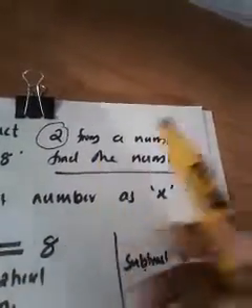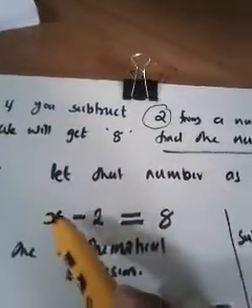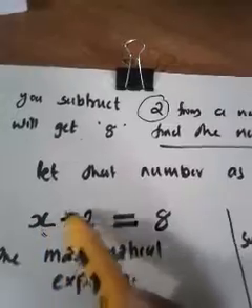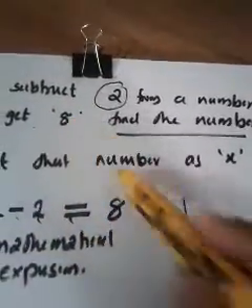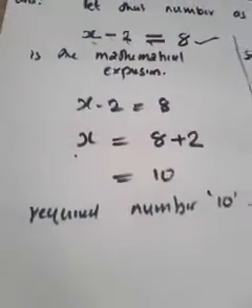Then from that number I have to subtract what? 2. The result will be 8. From that number we mentioned as x, I have to subtract 2. That means that number minus 2, is equal to, what is the result? 8. So this is a mathematical expression according to the question. Just solve it out. You may have understood.